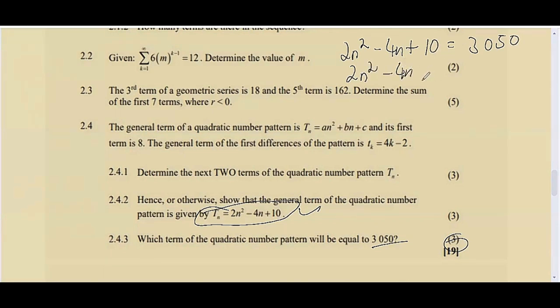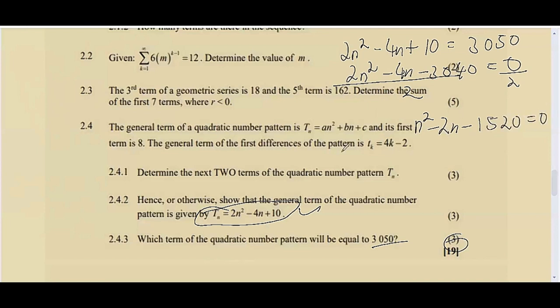So if we say 10 minus 3050, that's negative 3040 is equals to 0. Now, everything here is divisible by 2, so let's divide throughout by 2. So this is n squared minus 2n, and then minus 1520 is equals to 0.